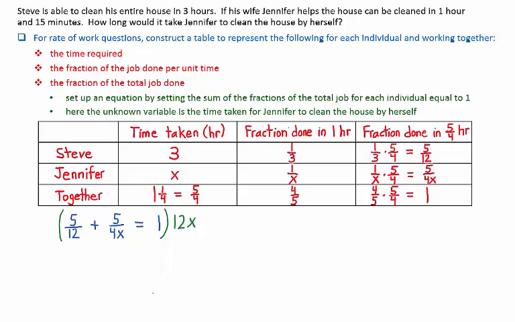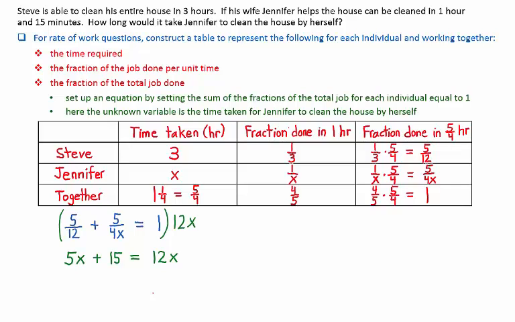Multiplying the entire equation by 12x, for the first term, 12x times 5/12, the 12 cancels out, leaving 5x. For the second term, 12x cancels out with 4x, giving 3, which multiplied by 5 gives 15. And finally, on the right side of the equal sign, 12x times 1 gives 12x.